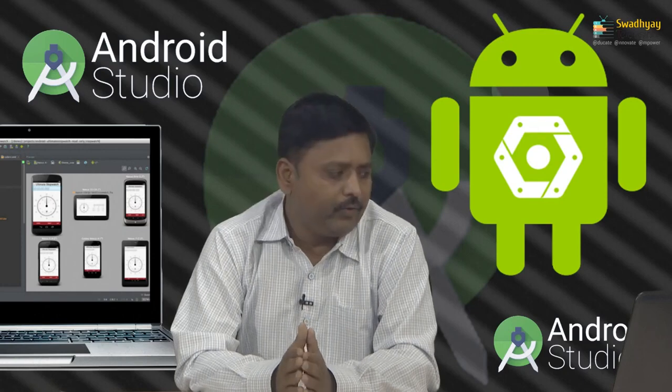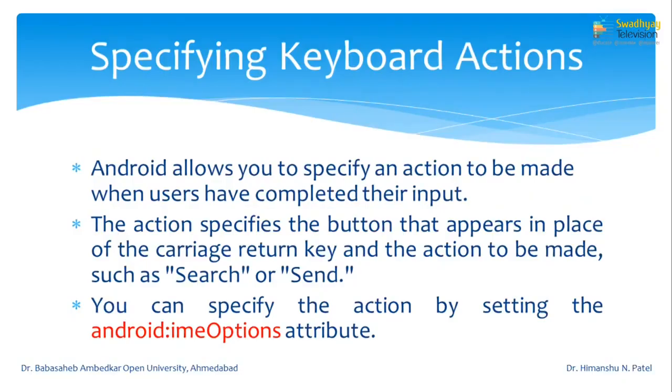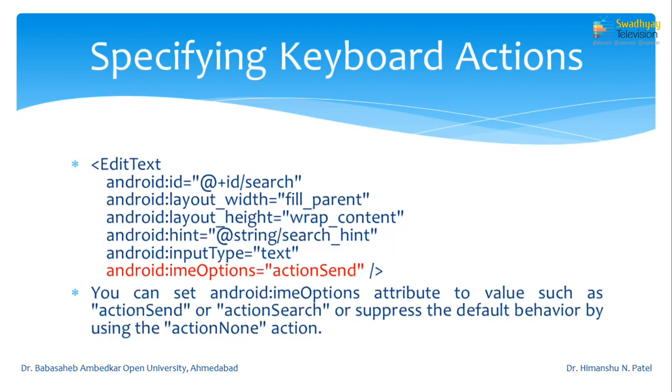Now, for that you can use one attribute called android:imeOptions. Now, what to specify inside these IME options? So, you can write action send, then it will display a send button after the text field or on the keyboard. If you write action search, it gives you the option of displaying a search button, or you can suppress the default behavior by using the action none value.